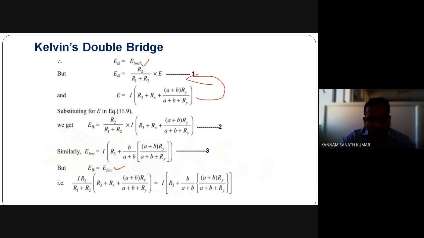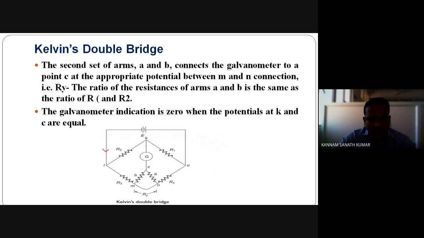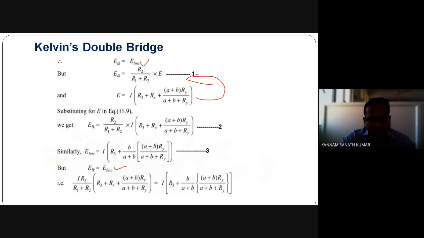But we know that the potential at K equals the potential at C, no? So ELK equals ELMC. Substitute this one. So I R2 divided by R1 plus R2 into R3 plus Rx plus A plus B, this equation 2, is nothing but ELK. And next, ELMC is nothing but this one: I into R3 plus B by A plus B into A plus B into Ry by A plus B plus Ry. Now, here the current I gets cancelled.